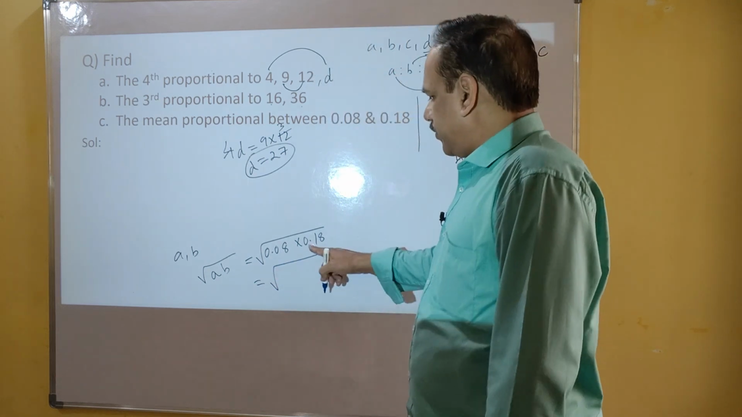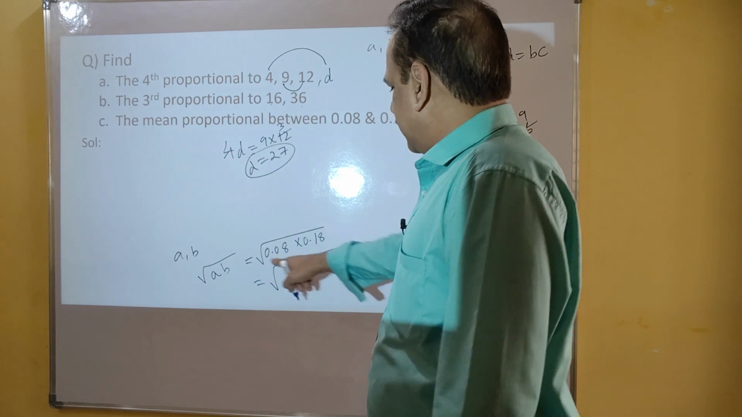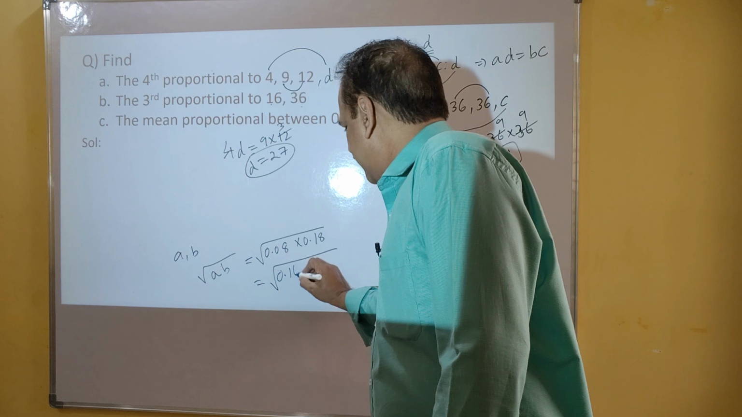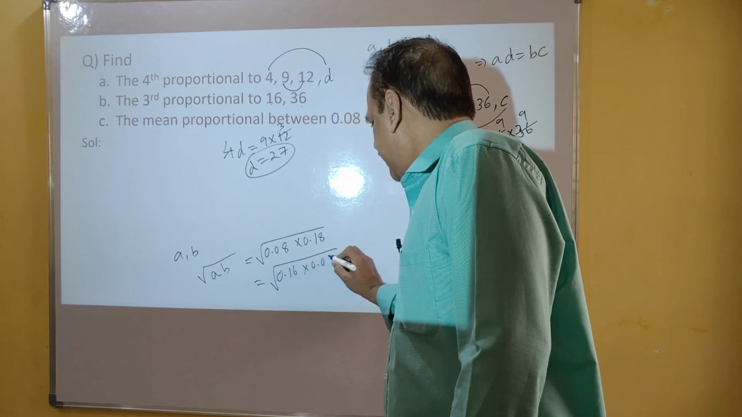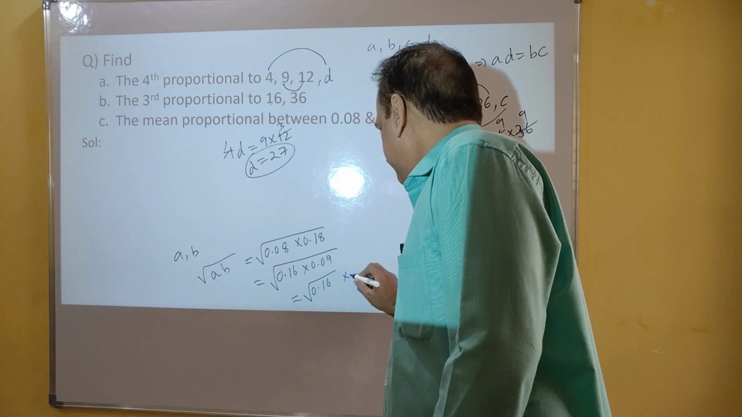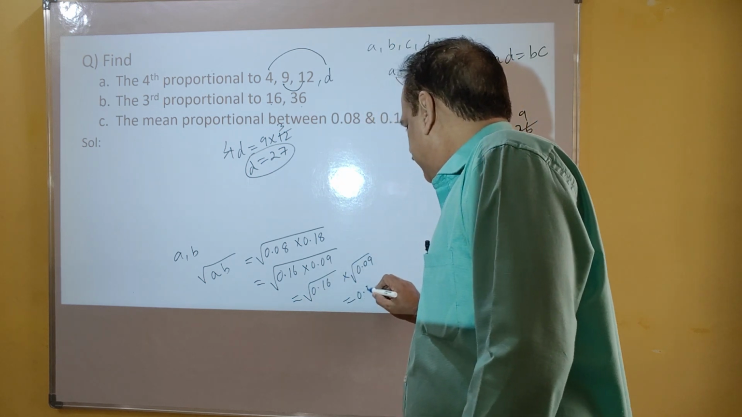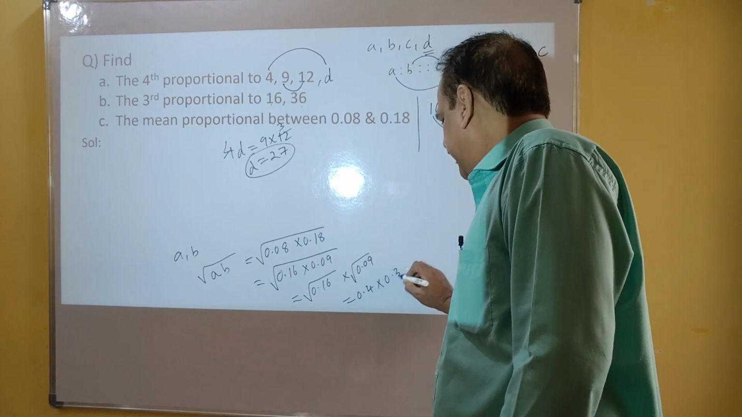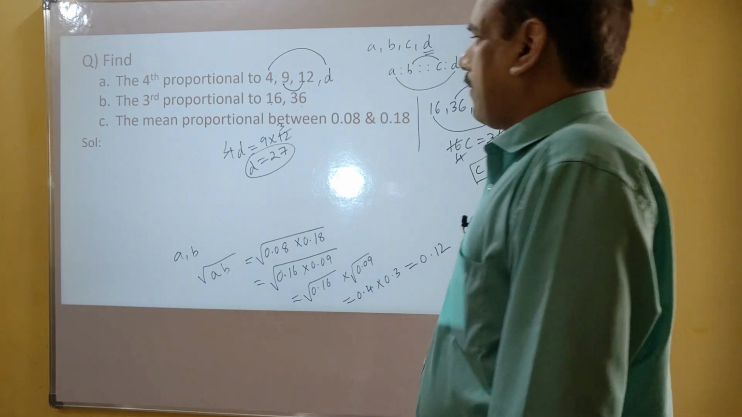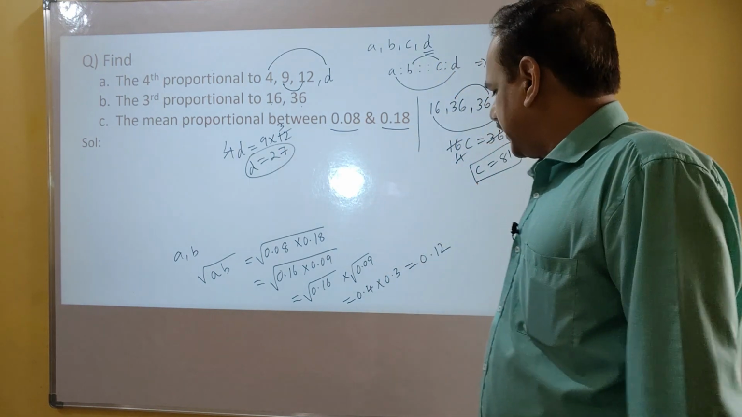Now you can write 0.18 as 0.09 into 2. You multiply 0.08 by this 2, it becomes 0.16 into 0.09. This is 0.16 into 0.09, which is 0.4 into 0.3, 0.12. So therefore, the mean proportional between 0.08 and 0.18 is 0.12.